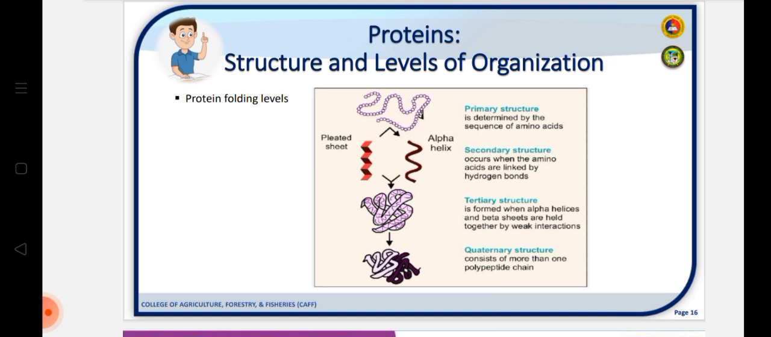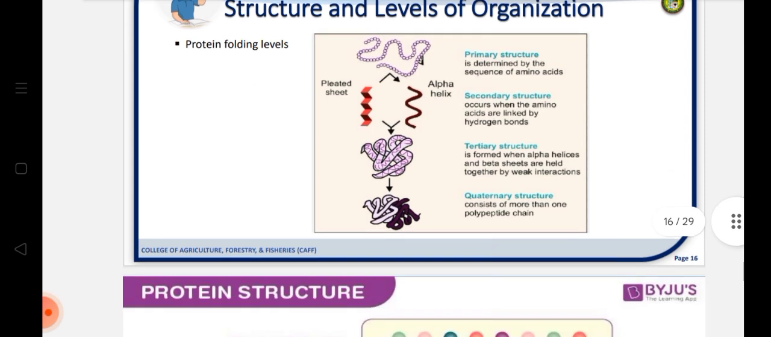Tertiary structure. This level represents the three-dimensional folding of the entire polypeptide. It is driven by interactions among side chains, such as hydrophobic forces, ionic bonds, and disulfide bridges. This is where the protein takes on its functional form. Then the last is the quaternary structure. Some proteins consist of multiple polypeptide chains that assemble into a large complex. Hemoglobin is a classic example, with four subunits working together to support oxygen. Okay, let's move on to the next slide.